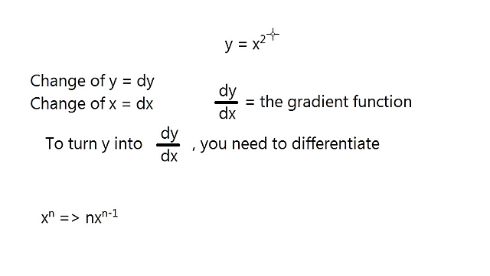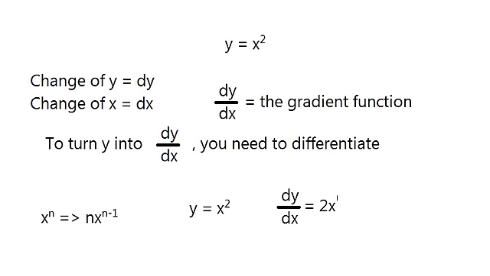So in this case, y equals x squared will go into dy over dx equals 2x, because the 2 became 1 up there, so there's a hidden power 1, which is itself x. So we don't need to write that down. We know the gradient function is 2x, but how do we prove that?